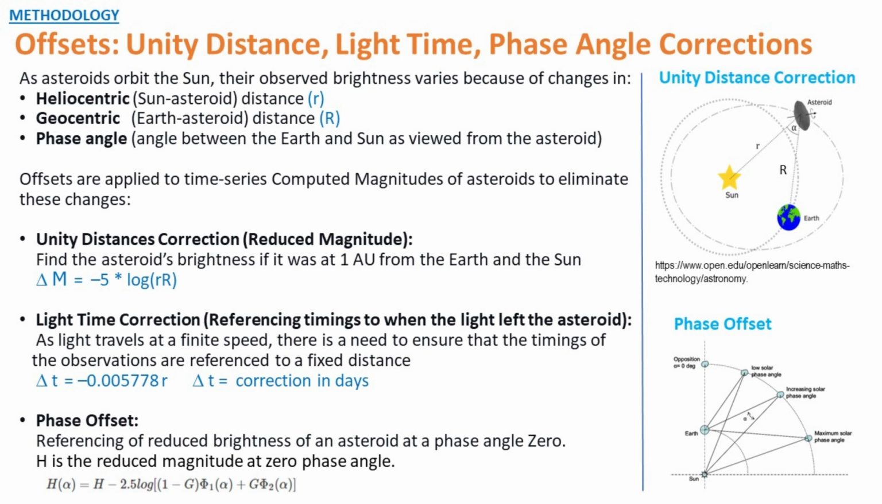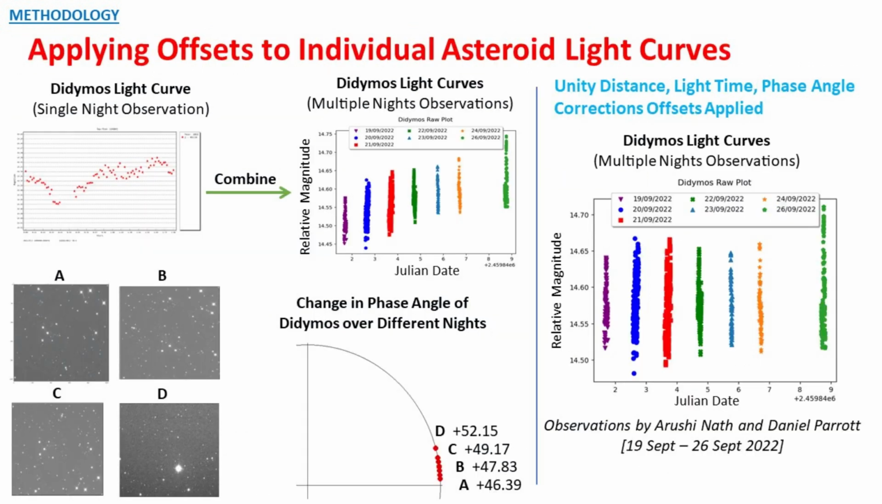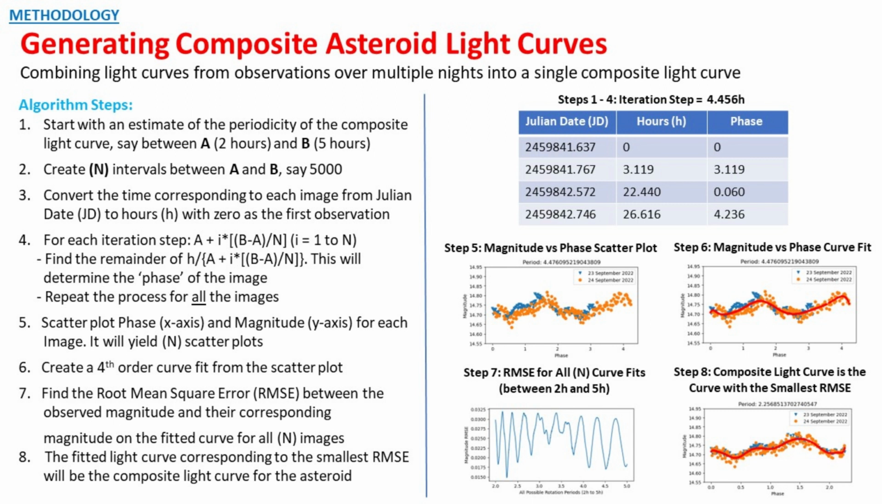This meant that first I had to account for these changes. I applied 3 offsets: unitary distance offsets, light time correction, as well as phase offsets. This way, I was able to account for all the other changes. I applied these offsets to each of my images in each of my observations. The next step was finding composite light curves.